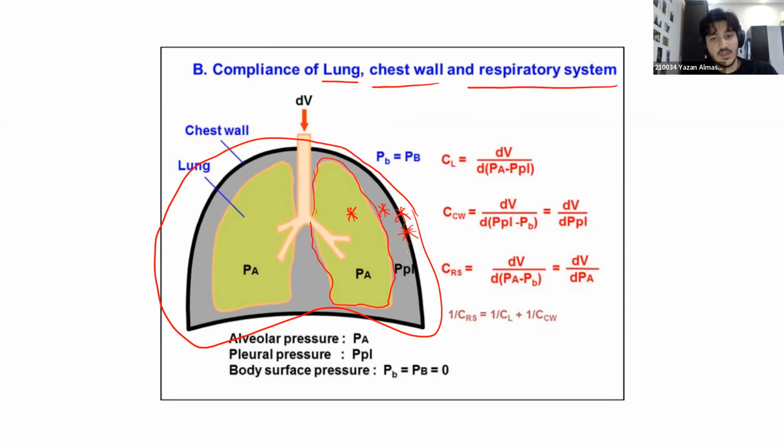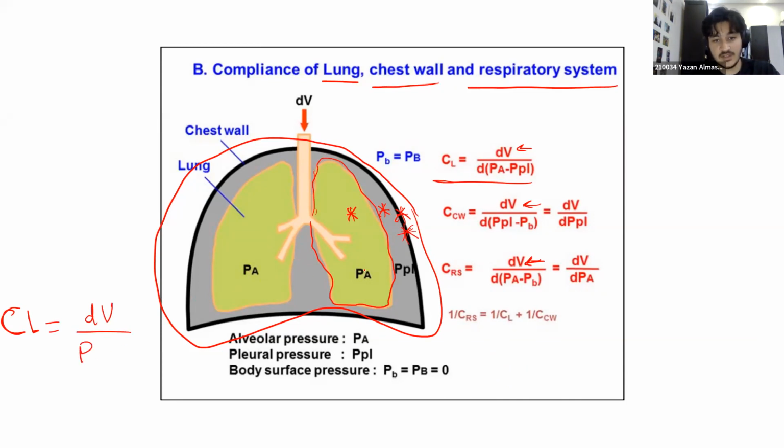So when we talk about all the compliances, the volume will be the same. It's just the change in volume, there's no difference. However, when we talk about the pressure, what we compare in each one is going to be different. So for the compliance of the lung, we're talking about the pressure gradient: the change in volume over the change in pressure.